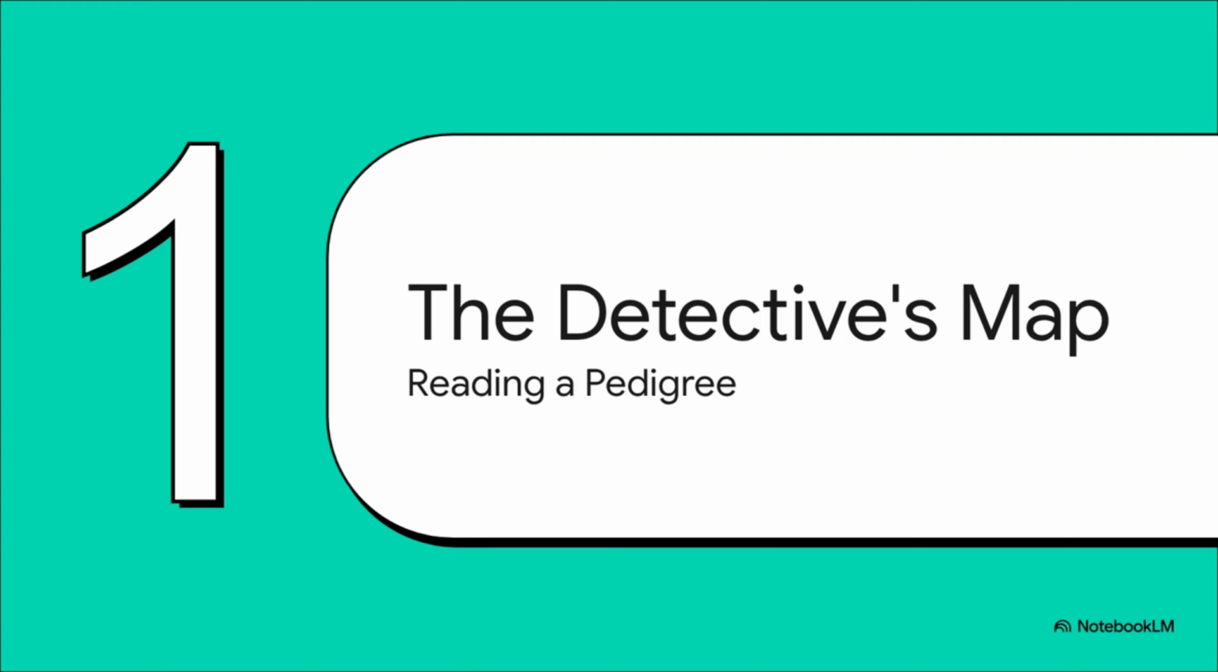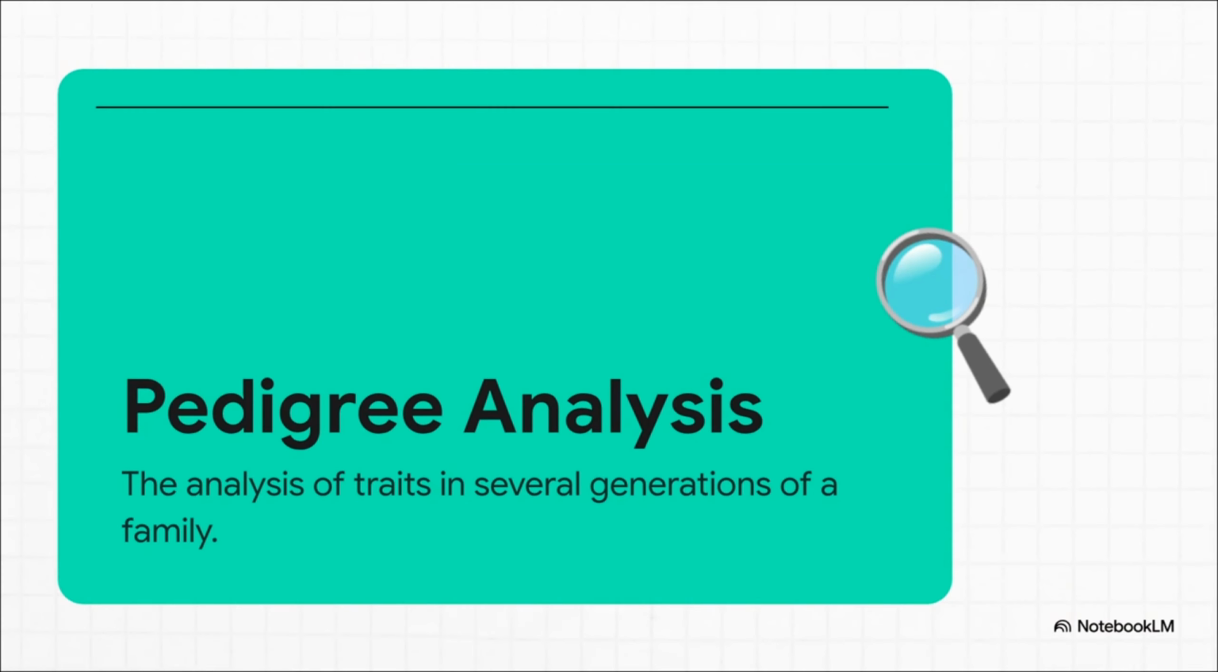Think of it like a special kind of family tree, one that's designed to track a very specific trait through all the different generations. The official term for all this detective work is pedigree analysis, and it's an incredibly powerful tool. By laying out a family's history in this standardized way, we can suddenly start to see these hidden patterns just leap off the page.